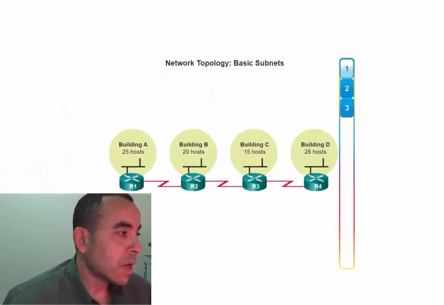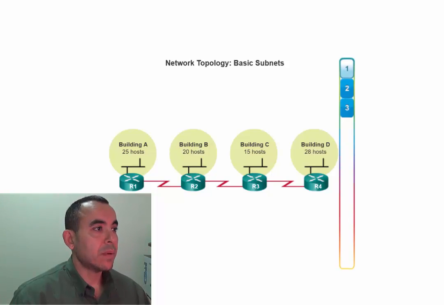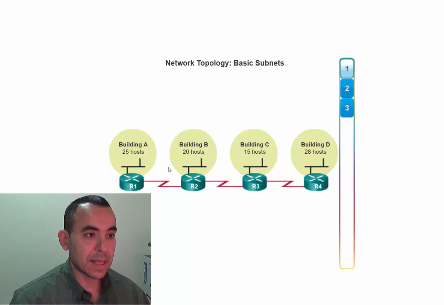Another very important topic is what we call variable length subnet masking. In that topic, we need to divide the organization into different buildings, and the structure of the network is as shown. We have building A, building B, C, and D, and we have WAN connections between each of these routers.